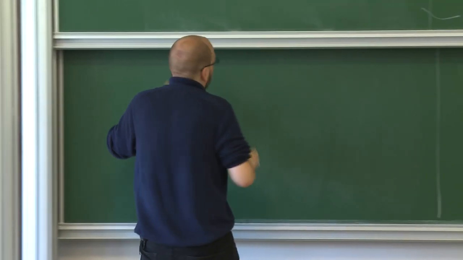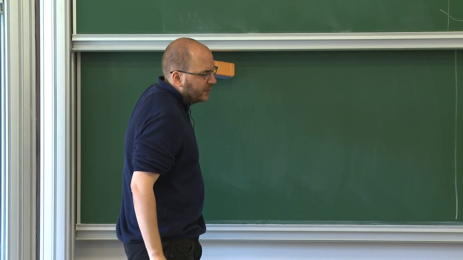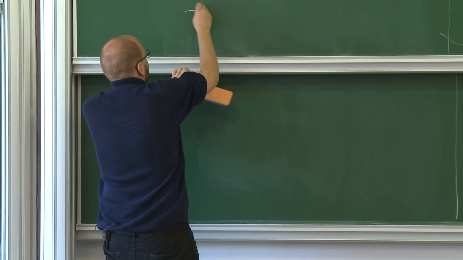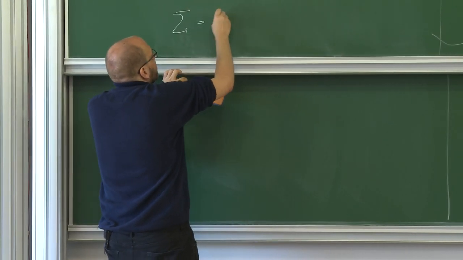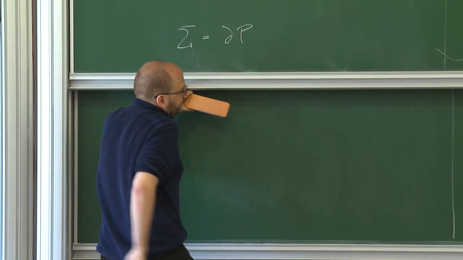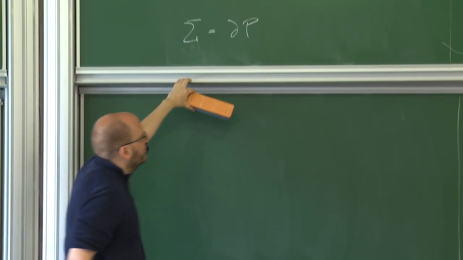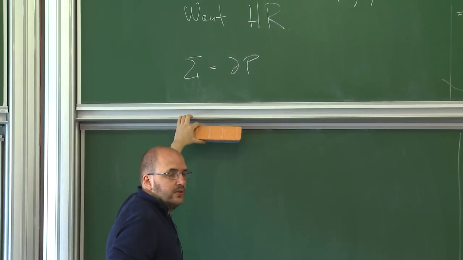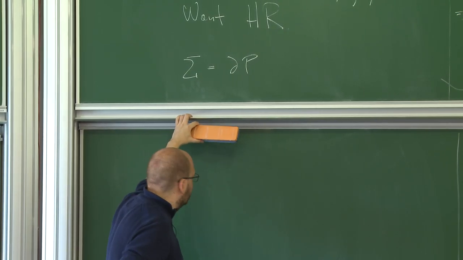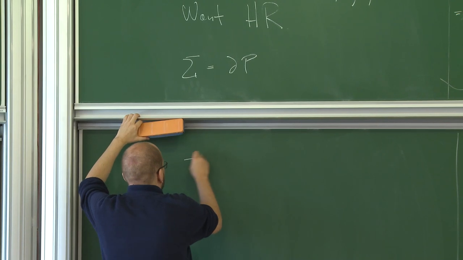All right. So how do we do this? Okay, so we have sigma, and this is the boundary of some polytope P. We have no clue how to get the Hodge-Riemann there. So what do you do first if you have no clue? You do an example.